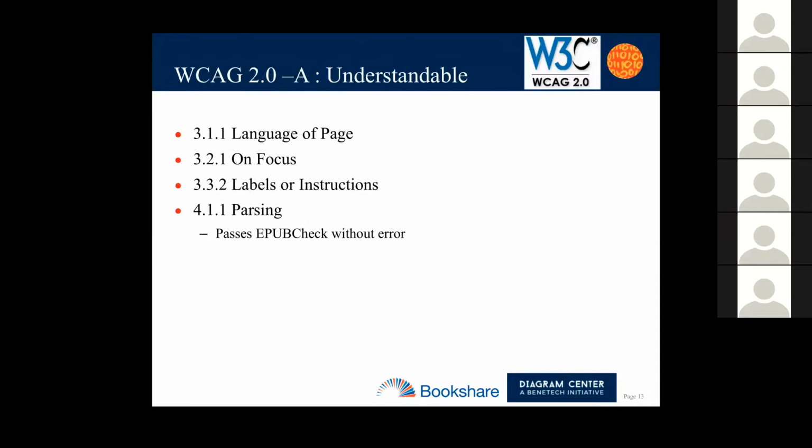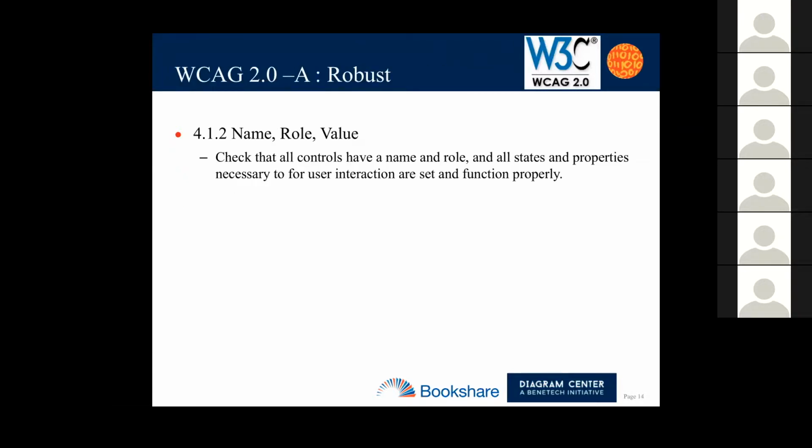Understandable: language of the page. That's actually a fundamental. EPUBCheck, I think, will complain if you don't have the correct language, but make sure every page has the language that the page is. Focus: make sure that the focus order is correct. Labels and instructions. Parsing: run EPUBCheck, and I'll show you that later in the presentation, without errors. And robust: make sure things are marked up with correct roles, values, and names.